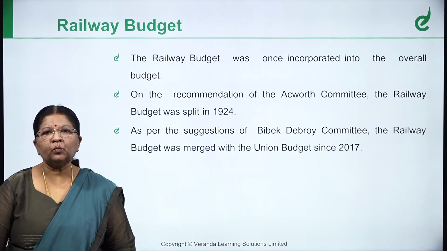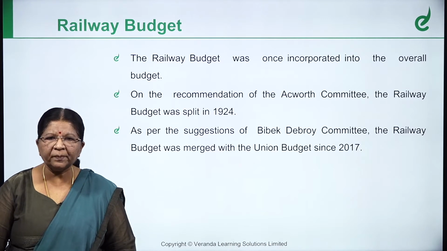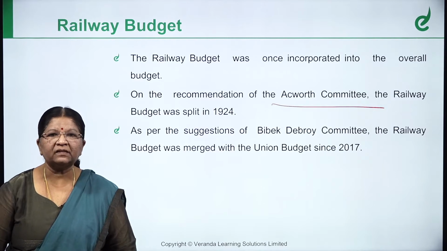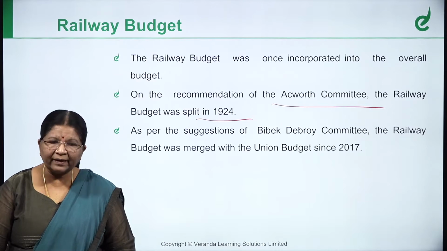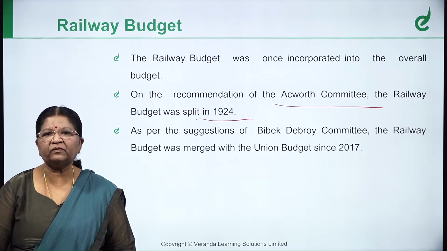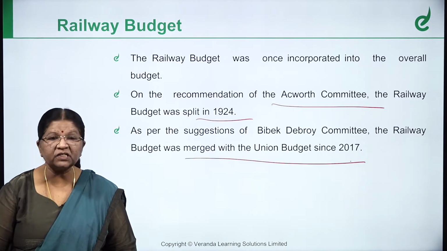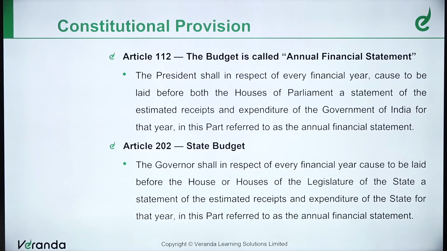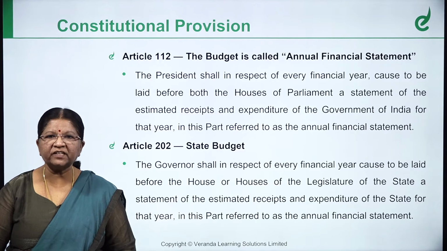The railway budget was once incorporated into the overall budget, and on the recommendations of the Acworth Committee, the railway budget was split in the year 1924. And again, as per the suggestions of the Bibek Debroy Committee, the railway budget was merged with the Union Budget since 2017.